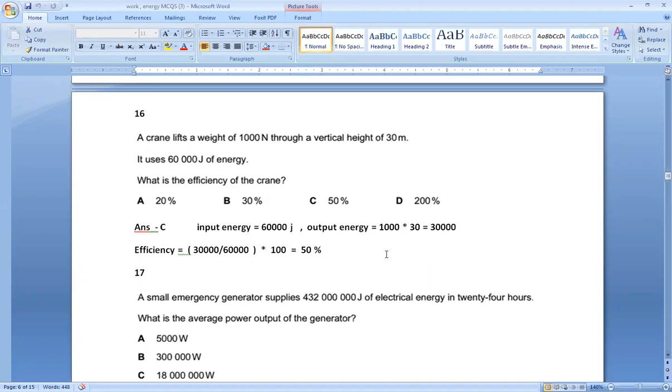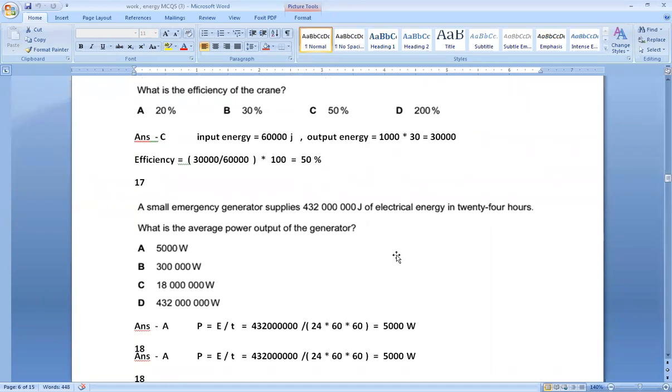So my option is C, that is 50%. What I have done is taken 60,000 as input energy, and calculated the useful work done by the crane as the output energy. Then I compared output to input, that gives me 50.